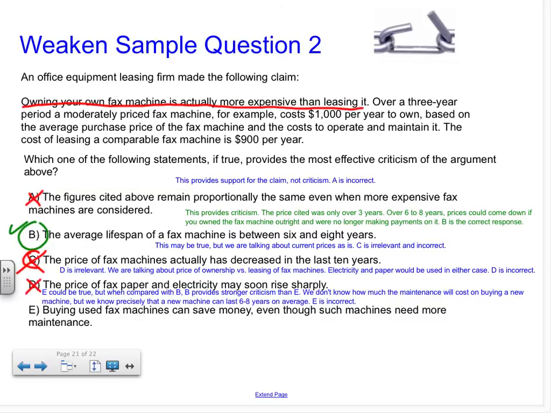And E, buying used fax machines can save money, even though such machines need more maintenance. E could be true. When compared with B, though, B would provide a stronger criticism. And another thing that we know is that if we buy a new machine, it's going to last about 6 to 8 years on average. Whereas if we're buying a used machine, it might only last 1 or 2. And in that case, it might be better to lease a machine. So E, although it has the potential of being correct, B is still the stronger one. And we can eliminate E.